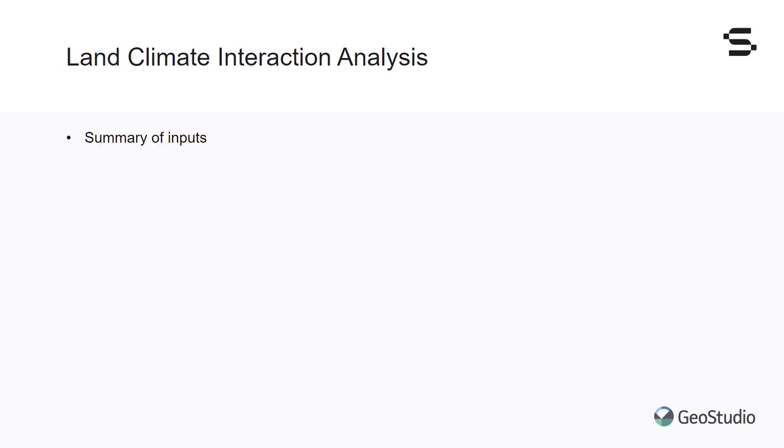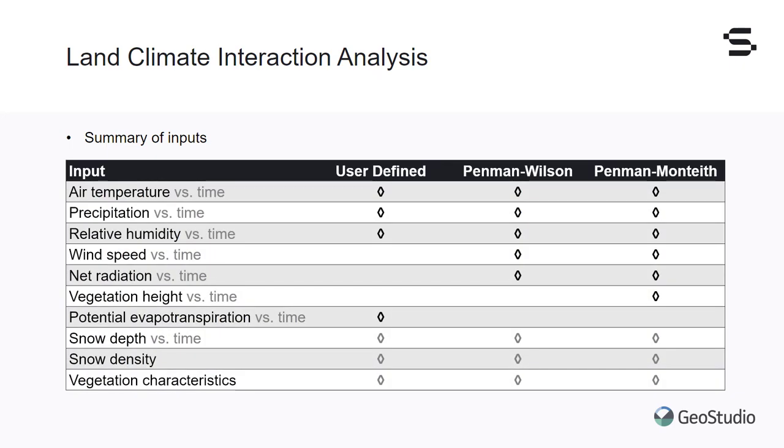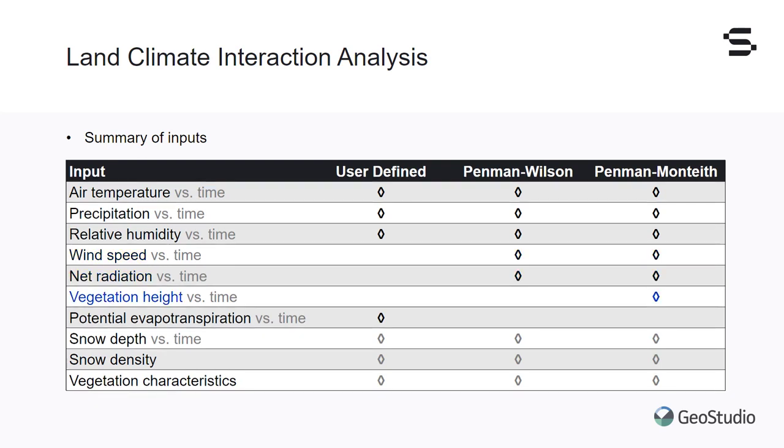As discussed in the previous slides, the land-climate interaction boundary condition requires a number of inputs that represent or are used to calculate the various components of the surface mass-water balance. These inputs are summarized here, based on the selected evapotranspiration method. All evapotranspiration methods require air temperature, precipitation, and relative humidity functions. The user-defined method also requires the potential evapotranspiration over time. The Penman-Wilson and Penman-Monteith methods both require wind speed and net radiation over time, and the Penman-Monteith also requires vegetation height.